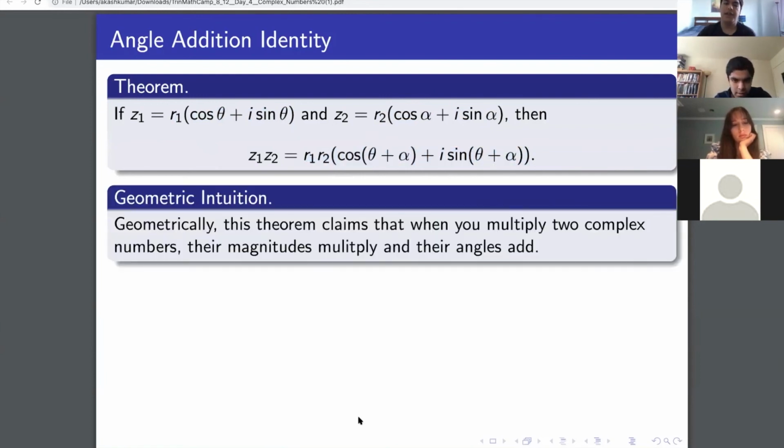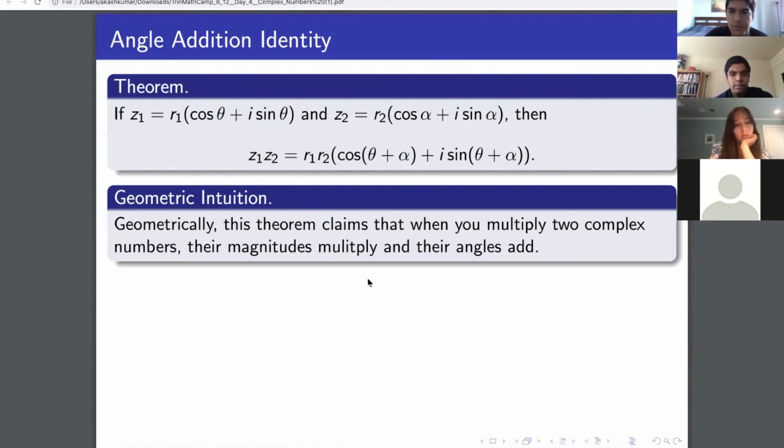But if you think about what it really means, you're first saying that the magnitudes multiply, right? What I mean by that is you take r1 and r2, the two magnitudes, and the magnitude of your new complex number is just the product of your old magnitudes. You take r1, r2, and multiply them. And then the angle of this new complex number, you're just adding the two angles. So you have theta as your old angle, alpha as your other old angle, and your new angle is you just add them together. Equation-wise, this looks a little bit abstract, but geometrically, you're just saying that the magnitudes multiply and the angles add.